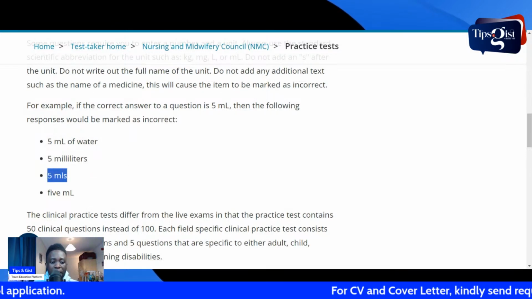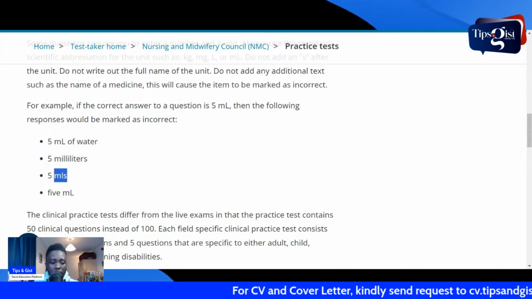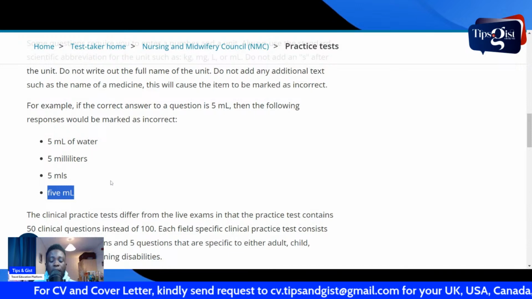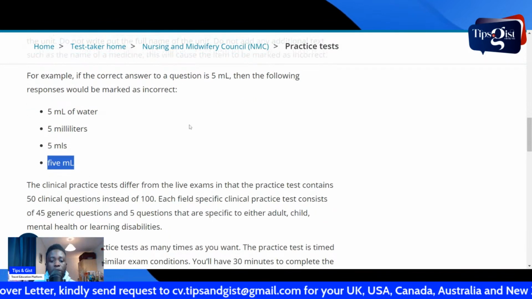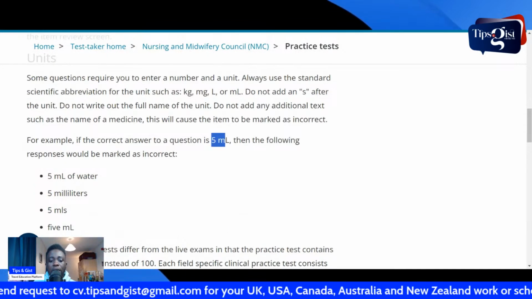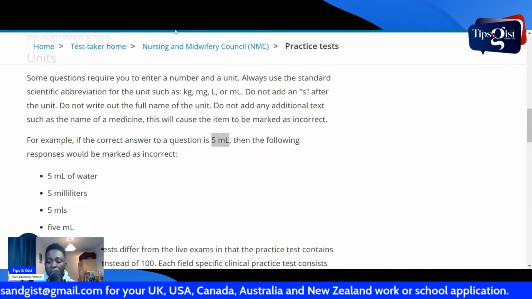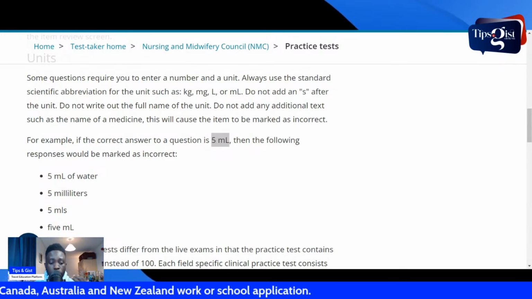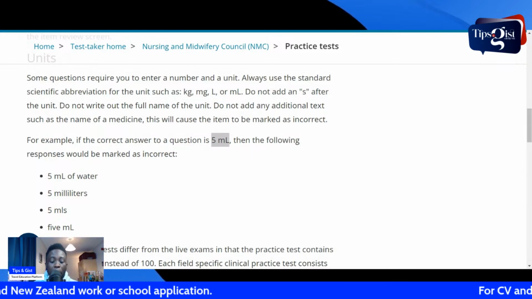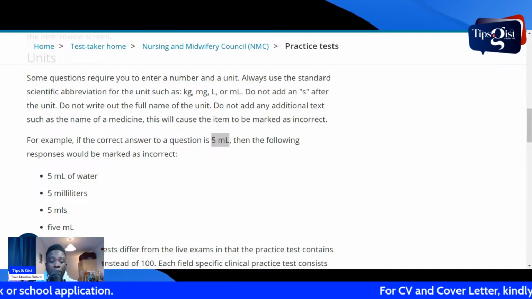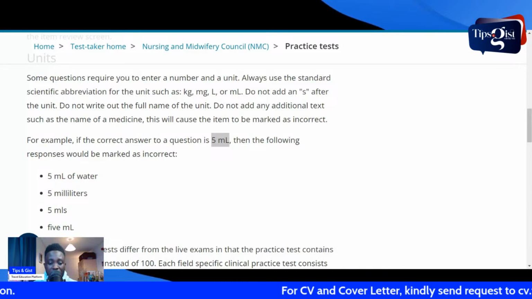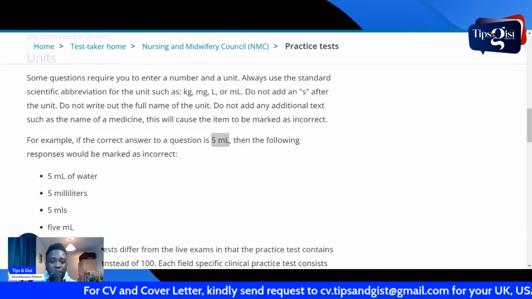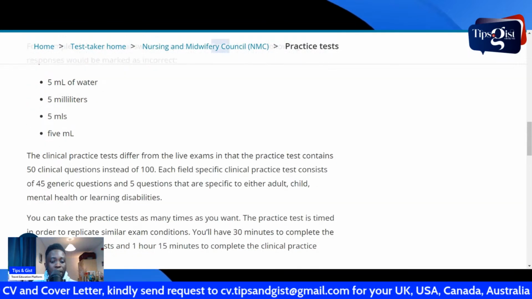You don't say 5 mls. As I told you, a lot of Ghanaians used to write this. It's very wrong. And you don't type 5 ml like this too, right? So this is the correct way of writing it. So please note this. A lot of people are failing not because they don't know the calculation, but because they are not used to the scientific abbreviation of the units. So please, if you are able to learn only the scientific abbreviations, you have higher chances of passing the CBT. All right. Now let us go on.